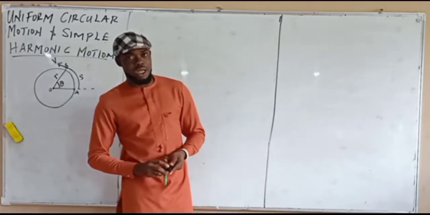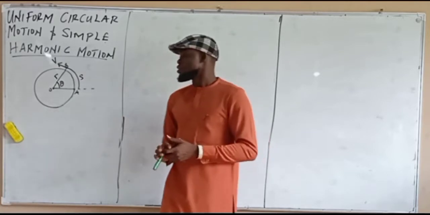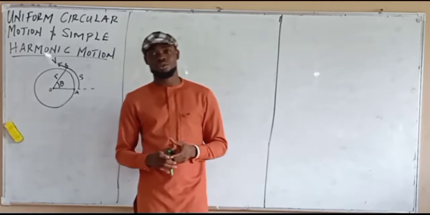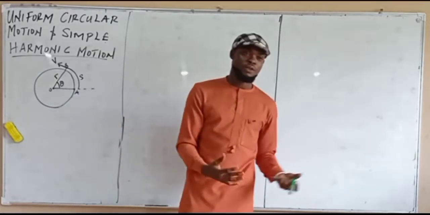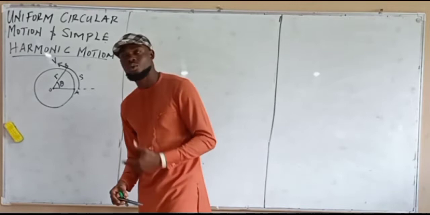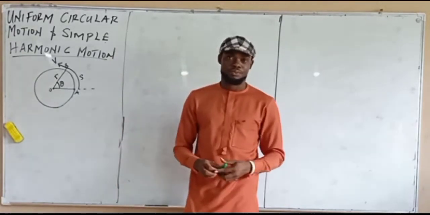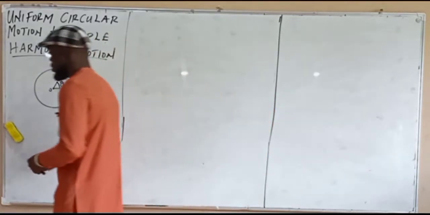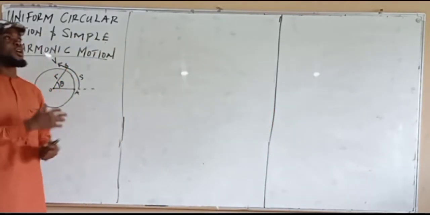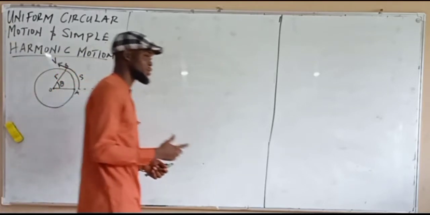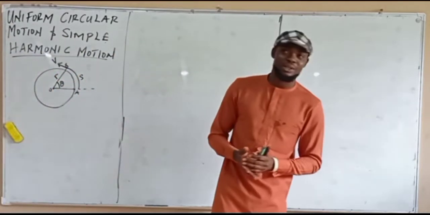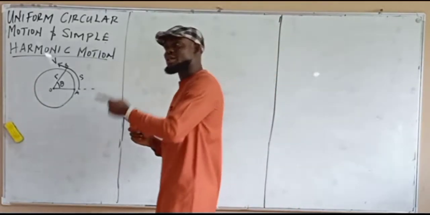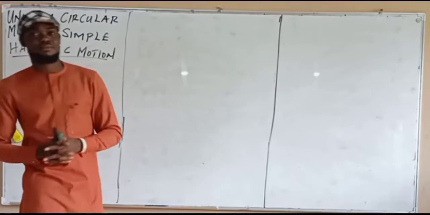Today we are going to be looking at the topic uniform circular motion and simple harmonic motion. Just an introduction to uniform circular motion and simple harmonic motion. Now, what is the meaning of a uniform circular motion or a circular motion? A circular motion can be described as a motion of a body which describes a circular path.